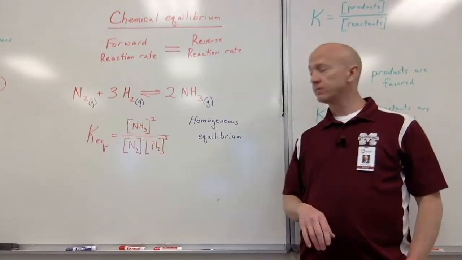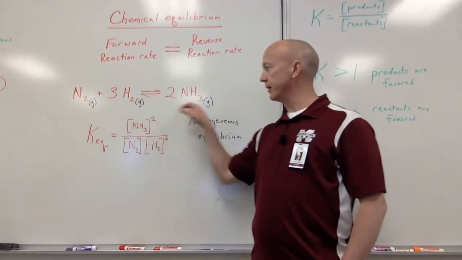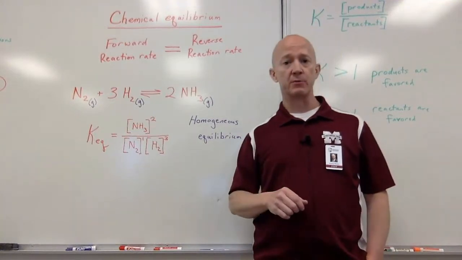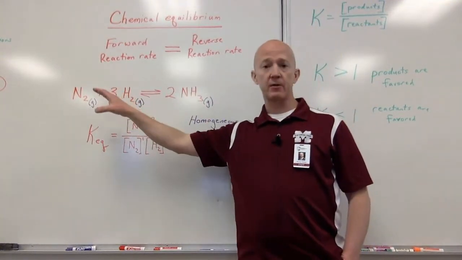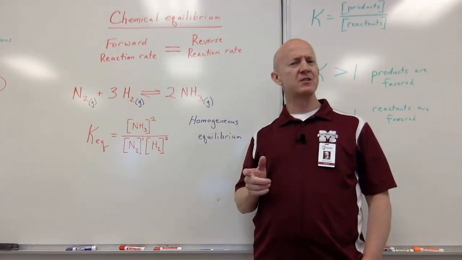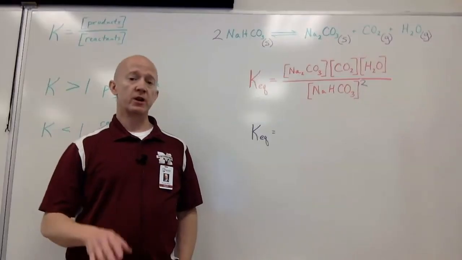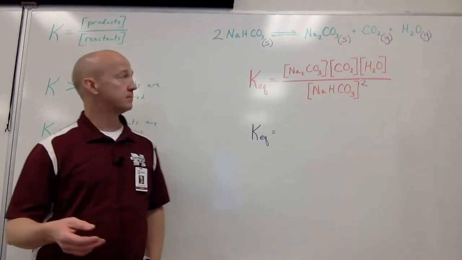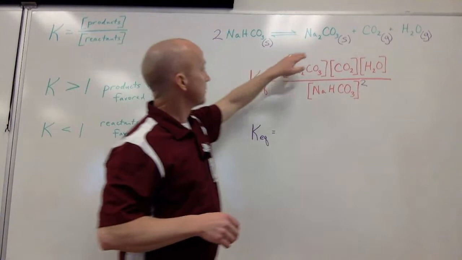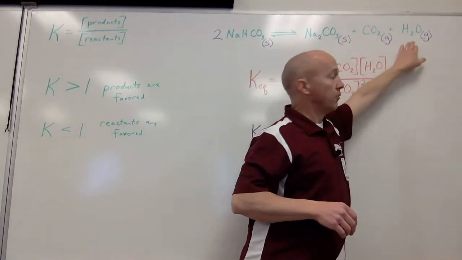Something else to consider. In the case of this reaction we just did, notice that all three are gases. This is what we call a homogeneous equilibrium, where each compound in this reaction has the same state of matter. But what happens if we have a heterogeneous equilibrium? Here's an equation that will give us a heterogeneous equilibrium. Here we have sodium bicarbonate, solid, sodium carbonate, solid, carbon dioxide gas, and water vapor.